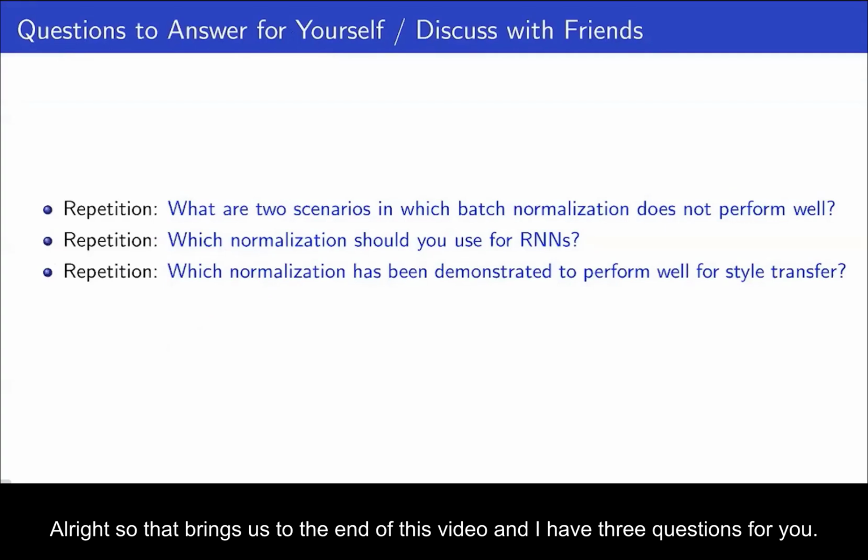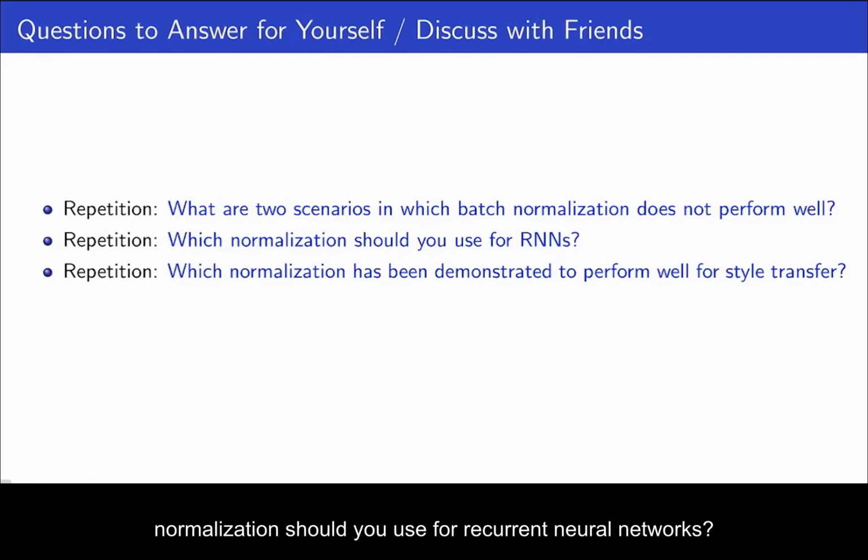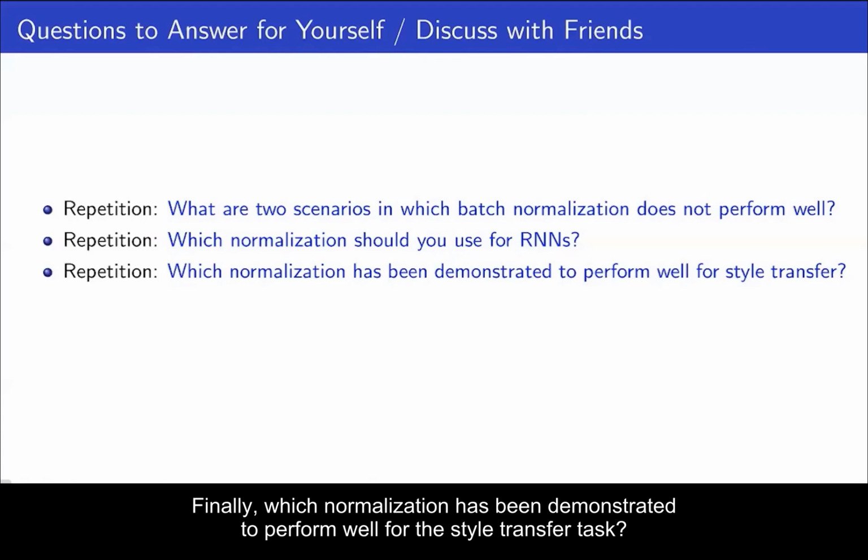All right, so that brings us to the end of this video, and I have 3 questions for you. What are the 2 scenarios in which batch normalization does not perform well? And which normalization should you use for recurrent neural networks? Finally, which normalization has been demonstrated to perform well for the style transfer task?